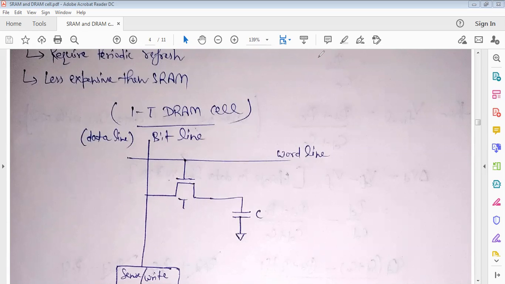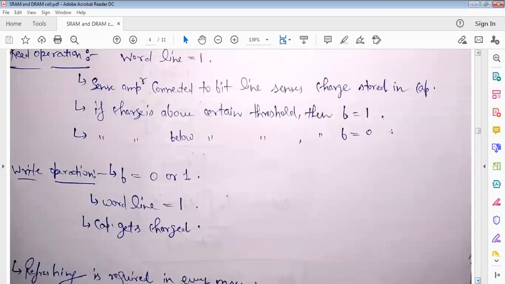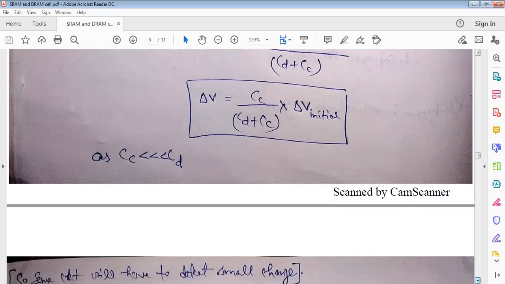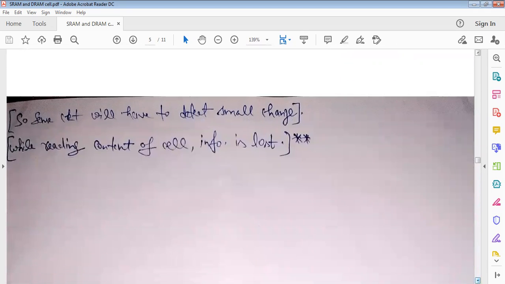So as CD is very much greater than CC, what will happen? The change in voltage will be approximately, as CD is very much greater than CC, very low. And the sense amplifier will have to detect this change. So this is one difficulty that comes in the one transistor DRAM cell.